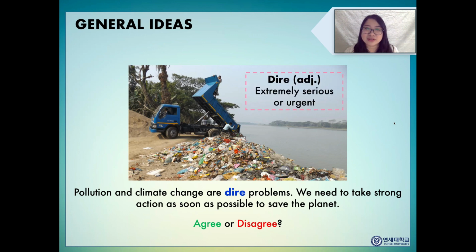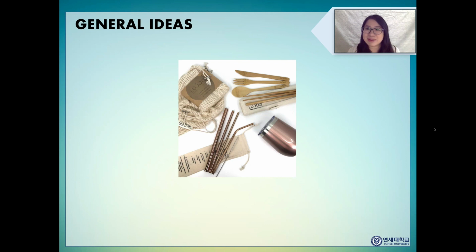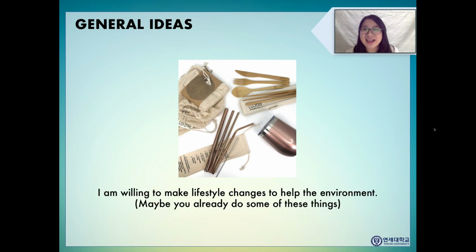Dire means extremely serious or urgent. So, take a moment to write your answer. Okay, next sentence. Remember this? We talked about using reusable tumblers, metal straws, and biodegradable utensils that are made from bamboo or wood. This is called zero waste. So let's read the sentence. I am willing to make lifestyle changes to help the environment. Or maybe you already do some of these things. Agree or disagree?